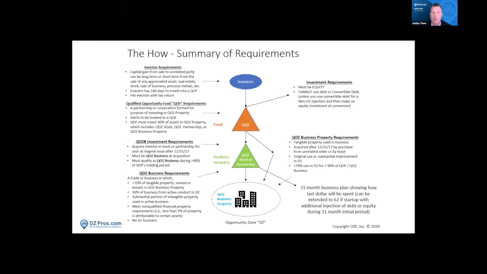What will not be eligible is stuff that might walk and talk like a capital gain, but is actually depreciation recapture. On the back end, we take care of depreciation recapture after a 10-year hold. Unfortunately, we can't take that depreciation recapture on the front end and put it into the fund and get the benefit of the deferral on it.